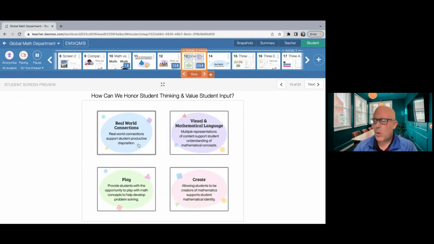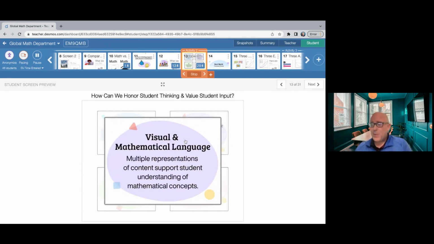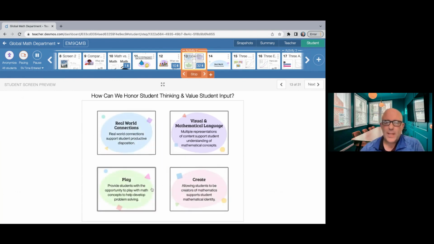Love thinking about real world connections. Somebody talked about mathematical language from the outset. Yeah, so I love just multiple representations. We should have visual. We should have mathematical language. We should present the gamut of the way mathematics should be encountered for students. So many good things there.